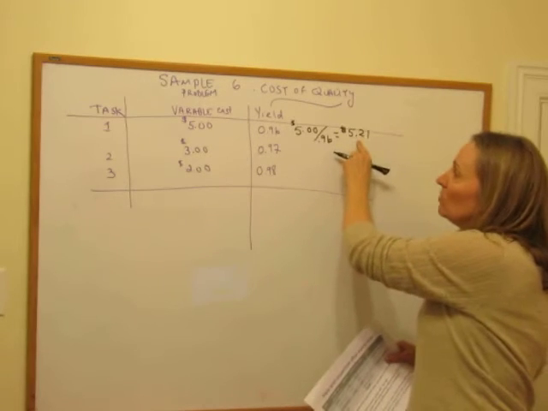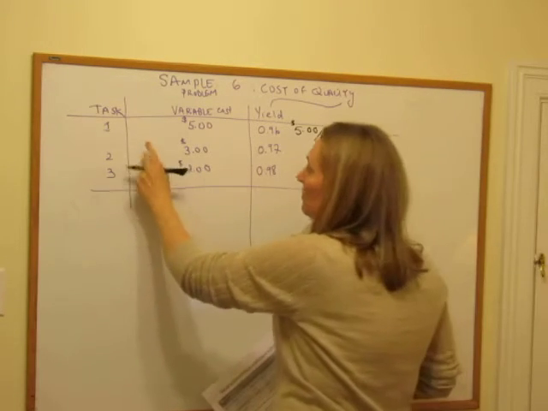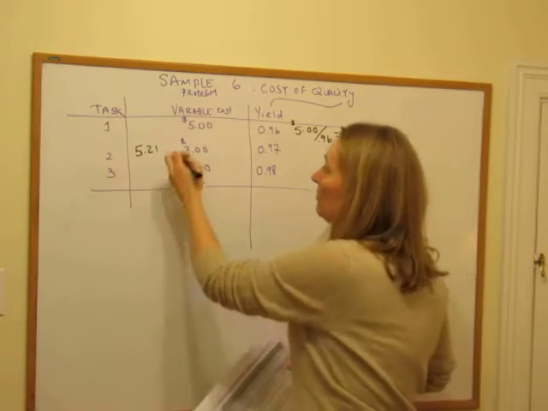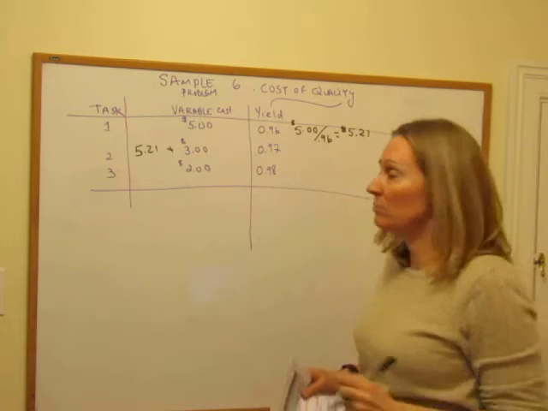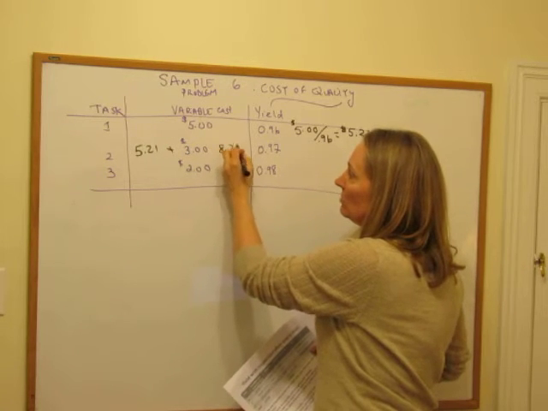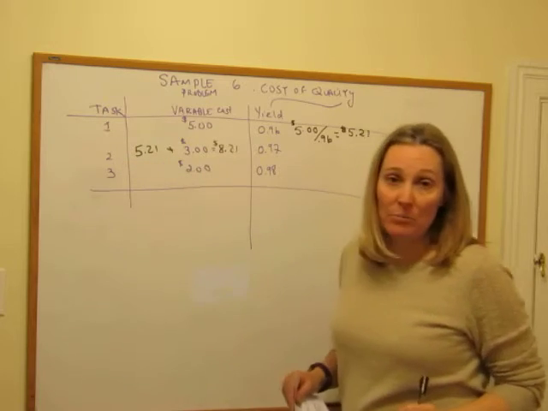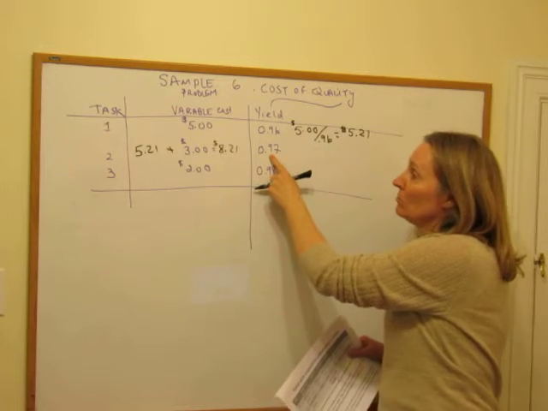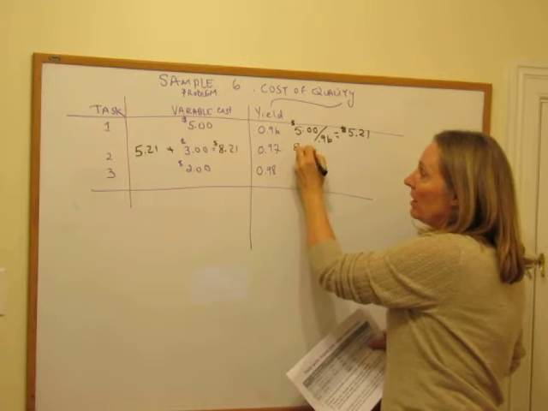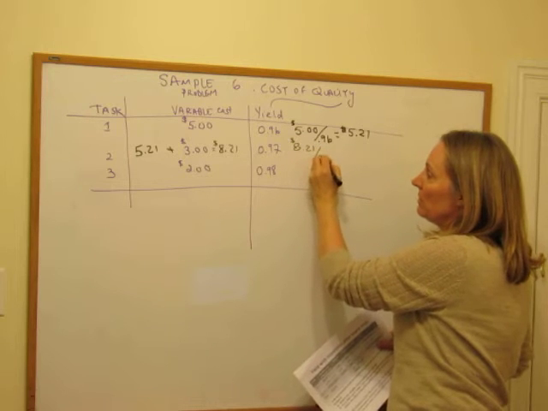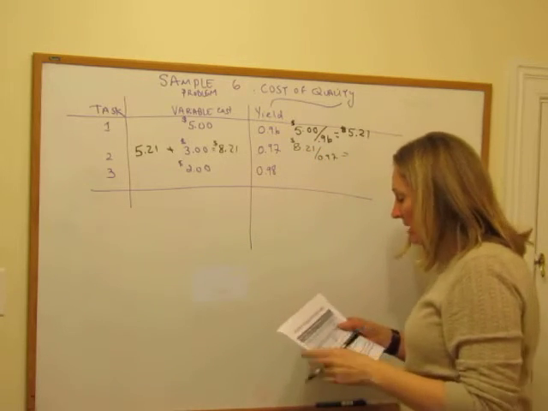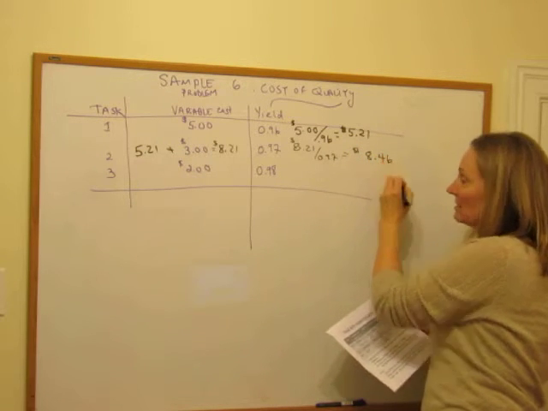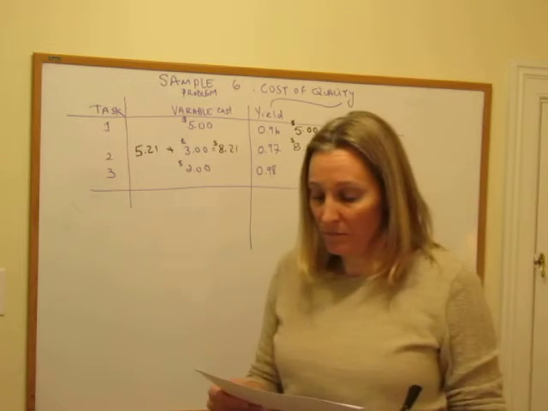Okay? Now what happens is those good products go on to step 2. So we have $5.21 coming into step 2, and at that point we add another $3 worth of value to the product. So it has a cost of $8.21 coming out of step 2. The problem is that only 97% of these units are good, and so we have to do the same thing. We divide $8.21 by 0.97, and those products end up having a variable cost of $8.46 at the end of step 2.